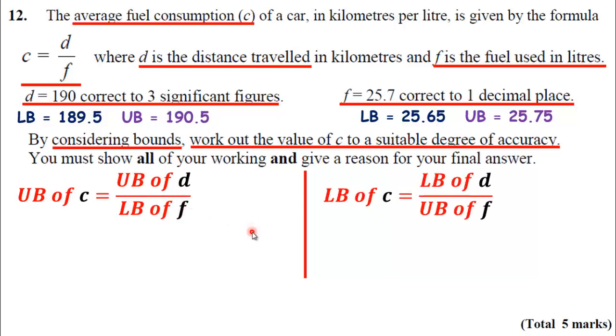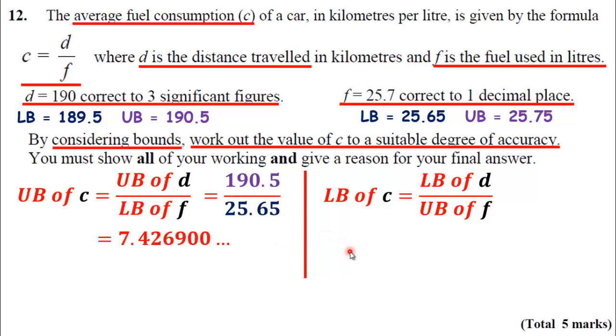A similar thing on the other side, right? To work out the lower bound of C, I need the smallest value of D divided by the largest value of F. So the lower bound of D divided by the upper bound of F. Get your head around that and make sure you are able to do it. Because I've written down all the upper and lower bounds over here, I just need to make sure I pick up the right numbers and put them in and do my mathematics. Okay, so you need to use a calculator, and we've got some results here.